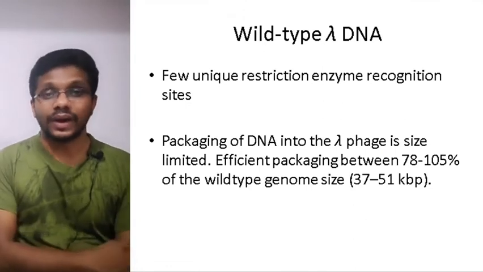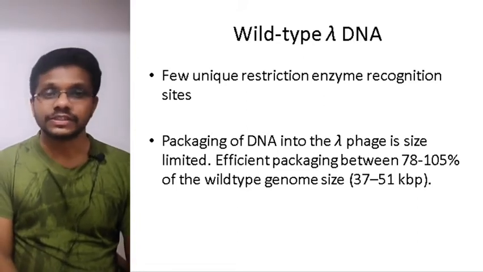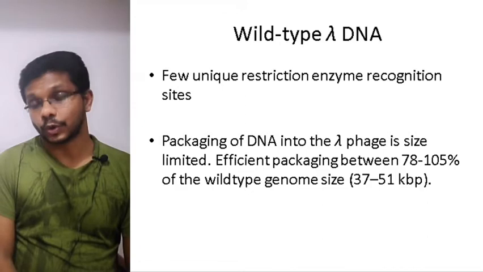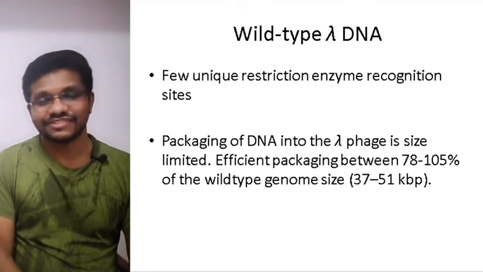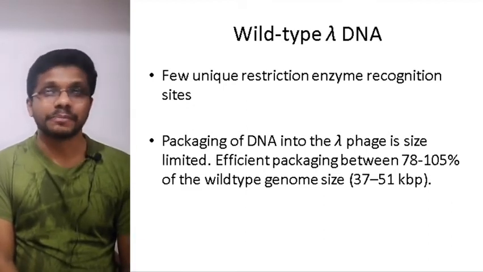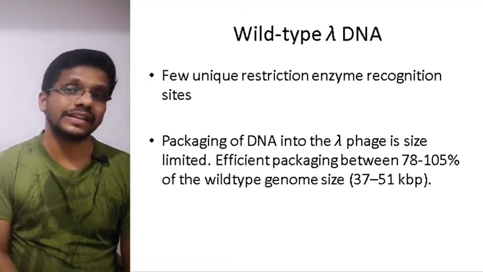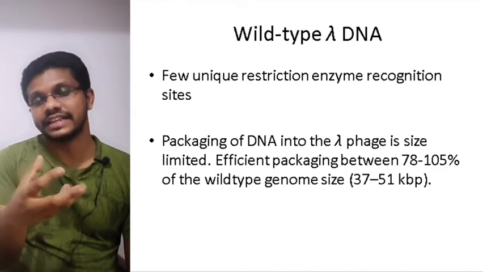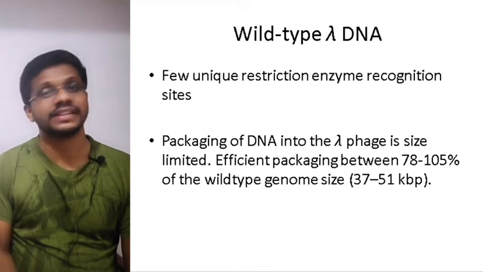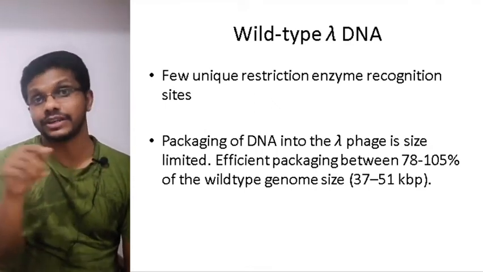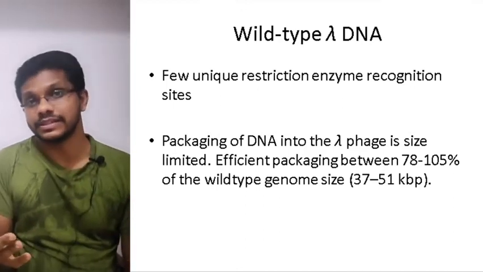So this wild type lambda phage has many features which can be used in a vector, but its use is limited because it does not have a unique restriction enzyme recognition site. And one other factor is that the head of the lambda phage has a limit on how much DNA it can carry. It can carry about 78 to 105% of the real genome. The real genome size is 48.5 kilobase pairs. But if the size is up to 51 kilobase pairs, the head is okay.